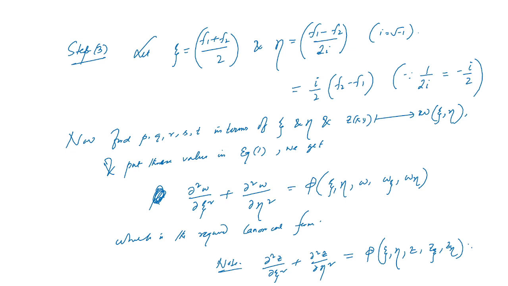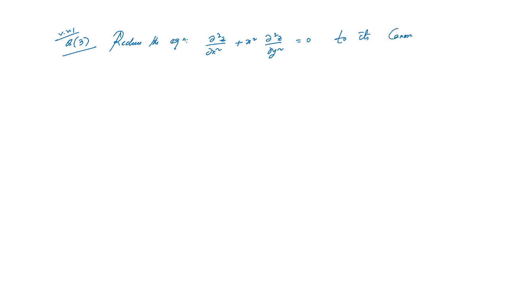So here the problem is: reduce the equation, question 3. That question is very, very important in any kind of examination, either graduation or master's degree or maybe any competitive level, UGC, CSIR NET. So reduce the equation del squared z by del x squared plus x squared del squared z by del y squared equals 0 to its canonical form.